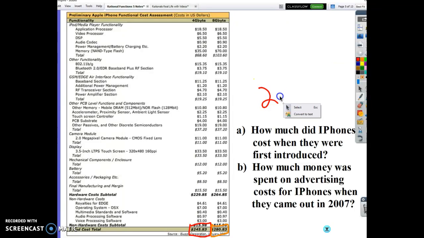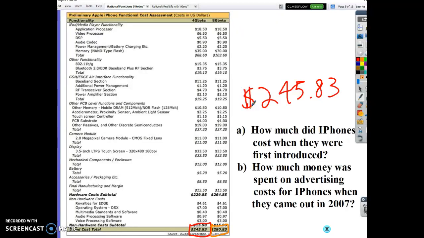Really, the important thing is the $245.83 for the 4 gigabyte iPhone. That's the one we're going to really talk about. So that's how much it costs them to just make the iPhone.